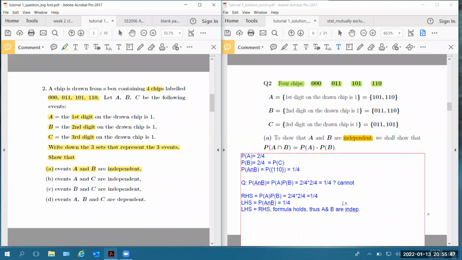Okay, so maybe no questions. Part A is done. Part B, part C are also similar. Part B and part C, I will not go through. All right, now part D is like that.